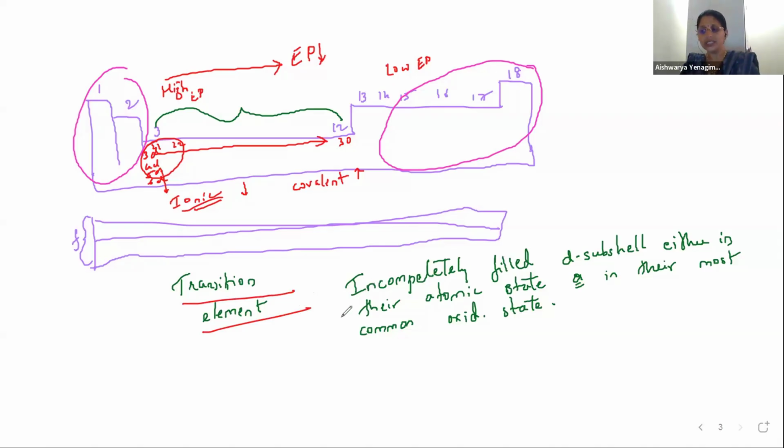Fine. So in these elements, as we said, the d subshell is being filled. The d subshell, the penultimate shell, that is the n-1th shell, is being filled. As I said, there are 4 series: the 3d series, 4d series, 5d series, and 6d series.